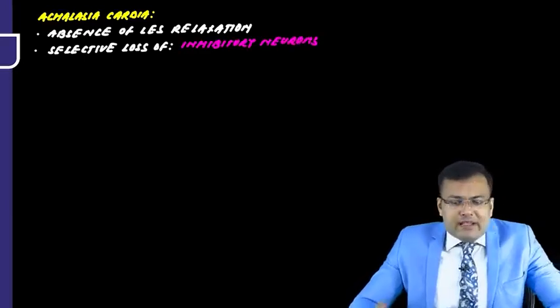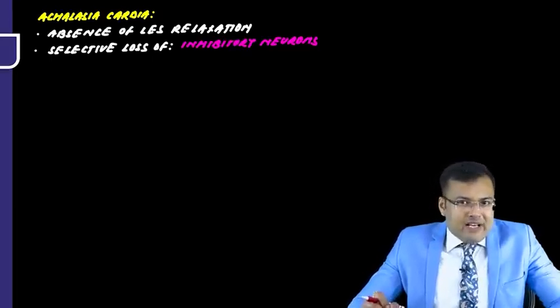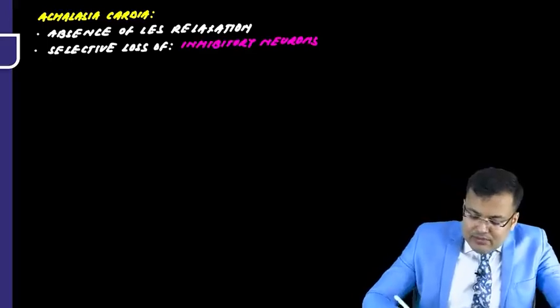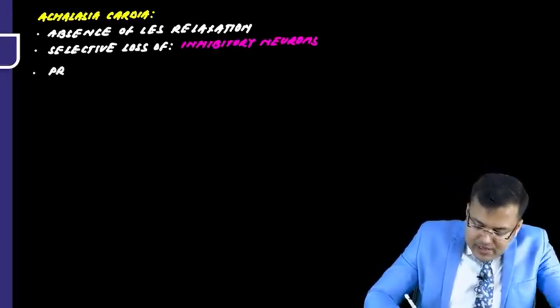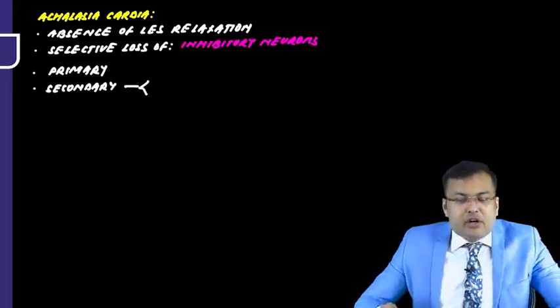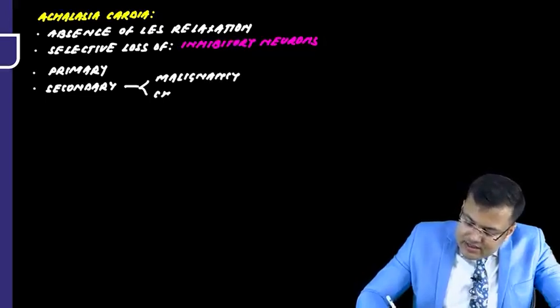There are two types of achalasia. One is primary achalasia, and the second is secondary achalasia, also known as pseudoachalasia. It is secondary to known causes like malignancy or Chagas disease.